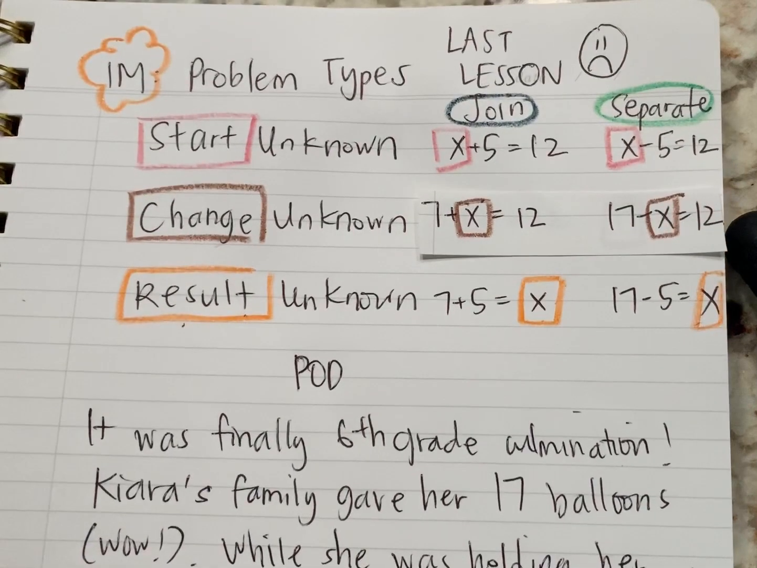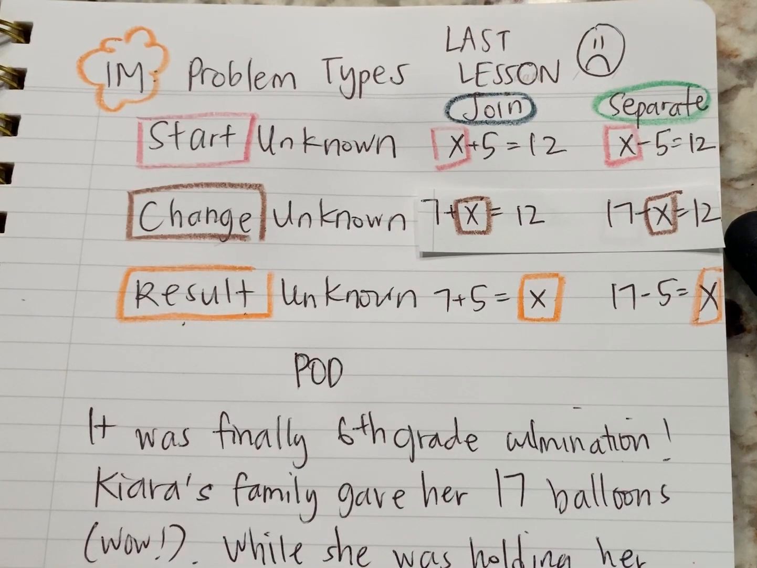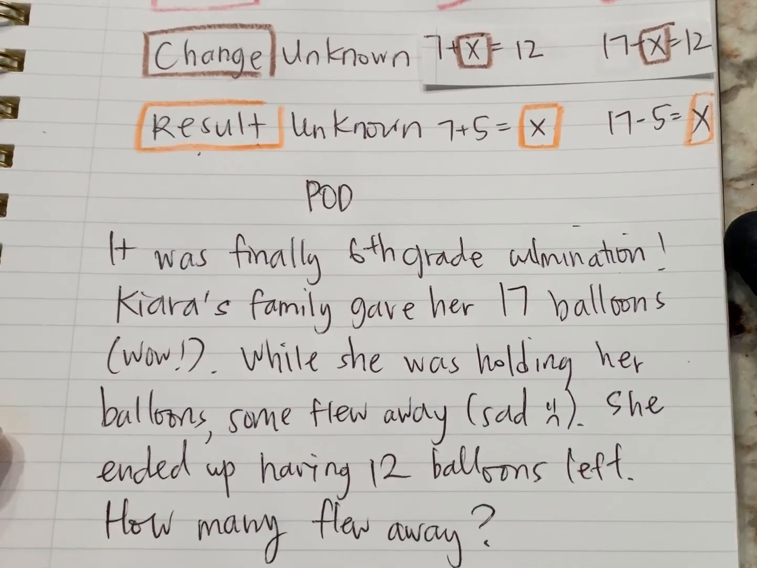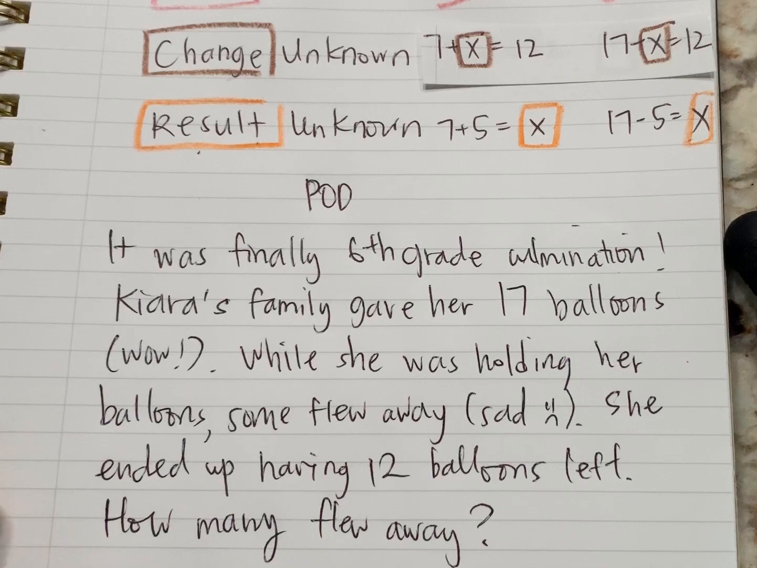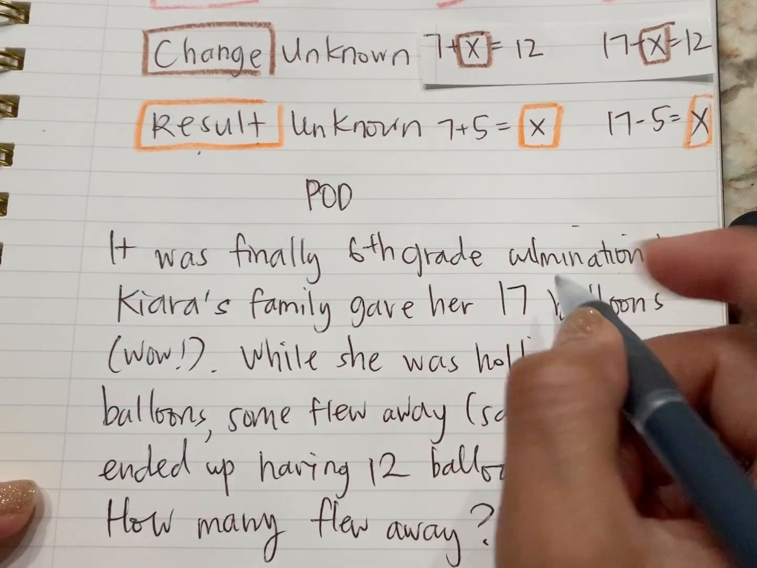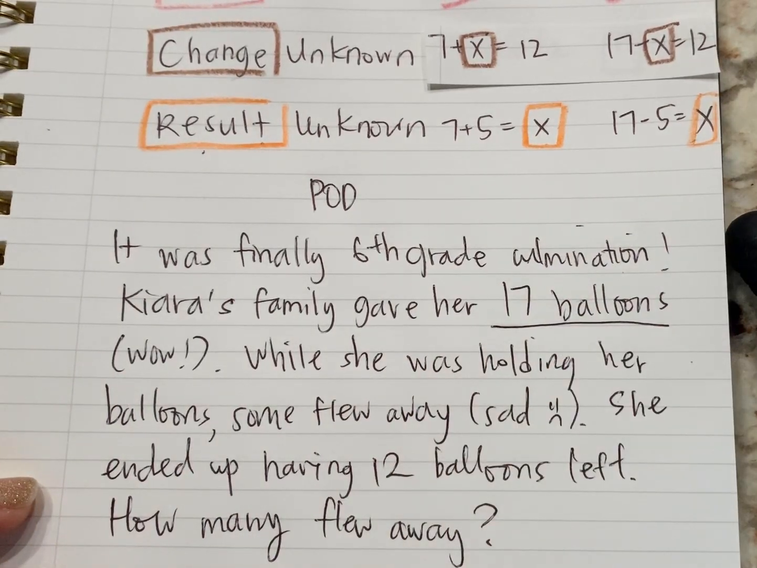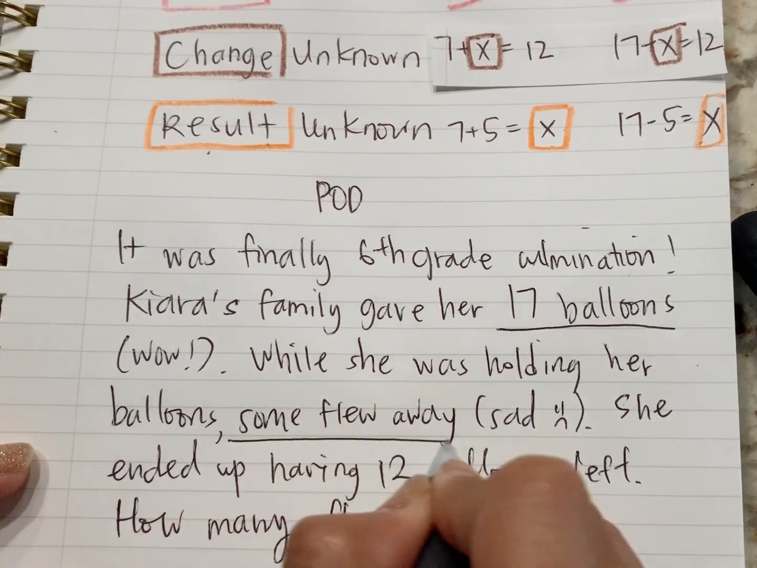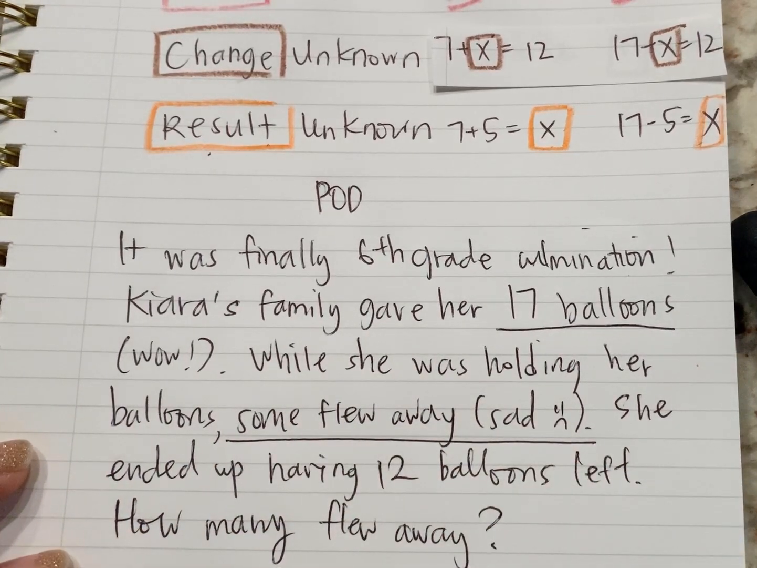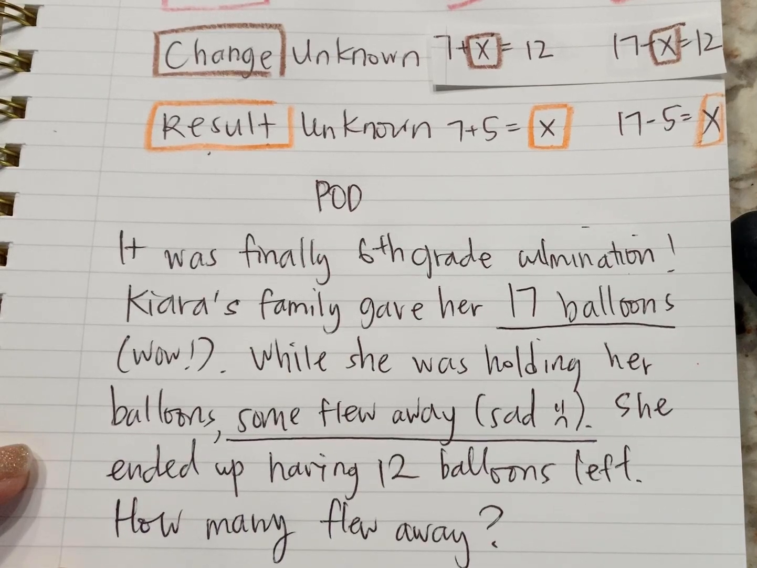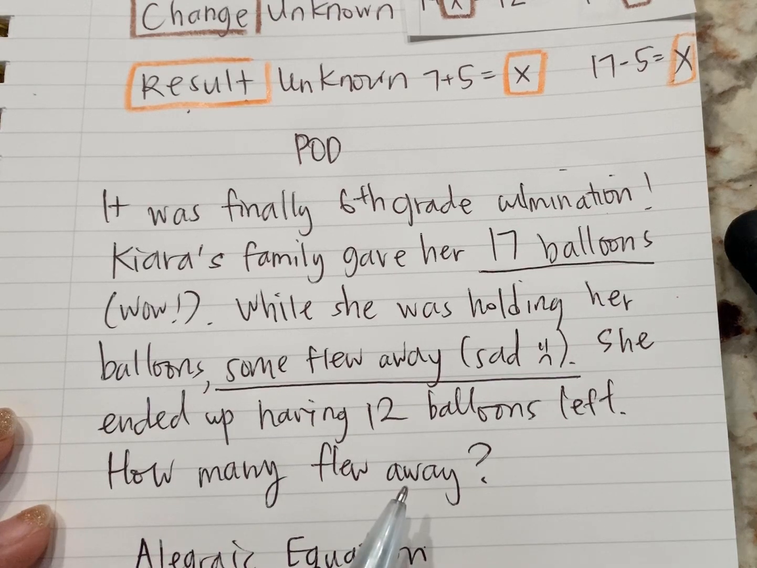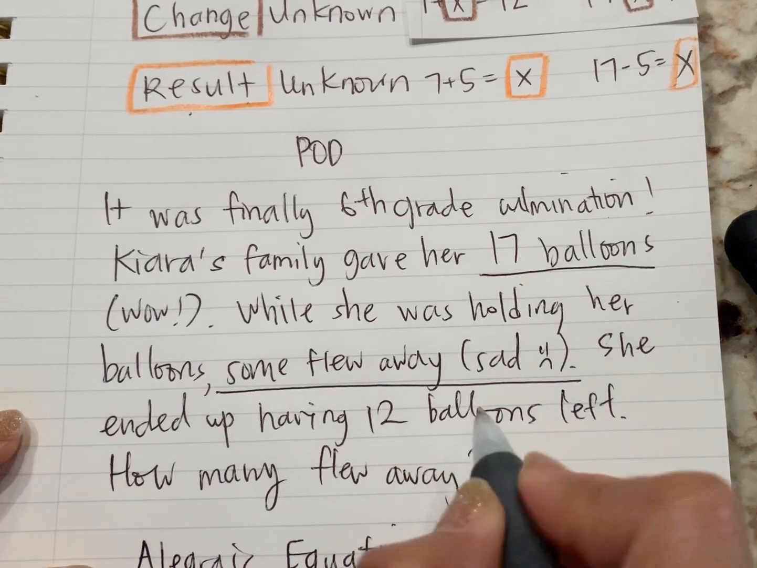So if we take a look up here, we know that Kiara started with how many balloons? Yes, she started with 17 balloons. And something happened, right? We knew that some flew away. Sad. Some flew away. Do we know how many? No, because that's really what the question is. But we do know how many balloons she had left.